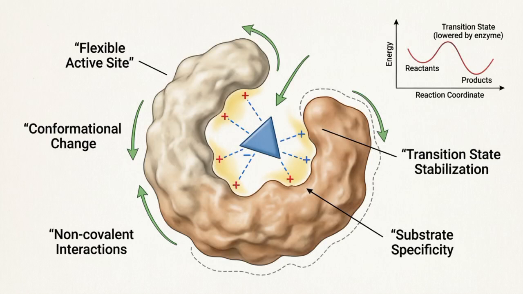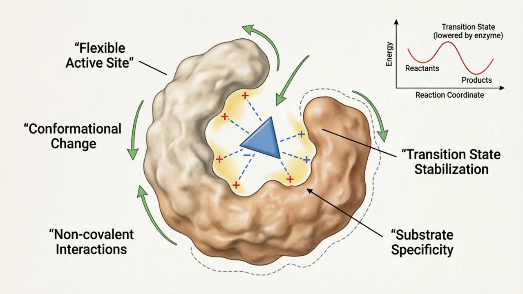This image provides a detailed molecular view of the induced fit mechanism. In the center is a large cross-section view of a beige enzyme. Inside the active site, there is a blue triangle representing the substrate. The area around the substrate glows yellow. Red plus signs and blue dashed lines surround the substrate, representing electrostatic interactions. Green curved arrows surround the outer edge of the enzyme, indicating its flexible nature.